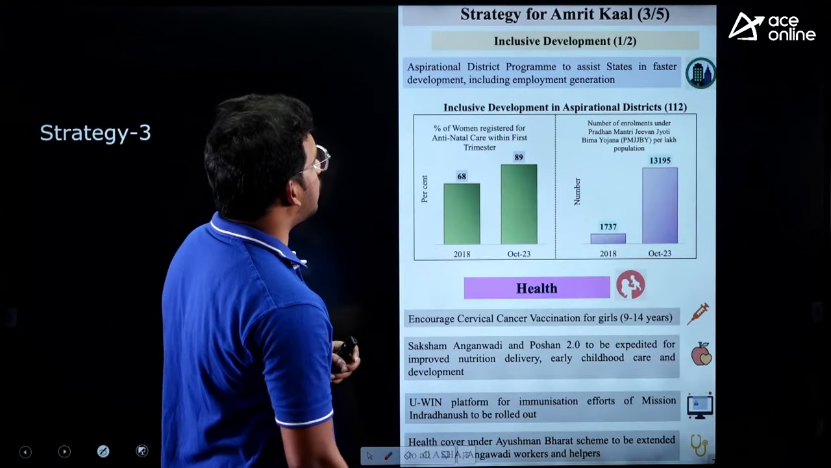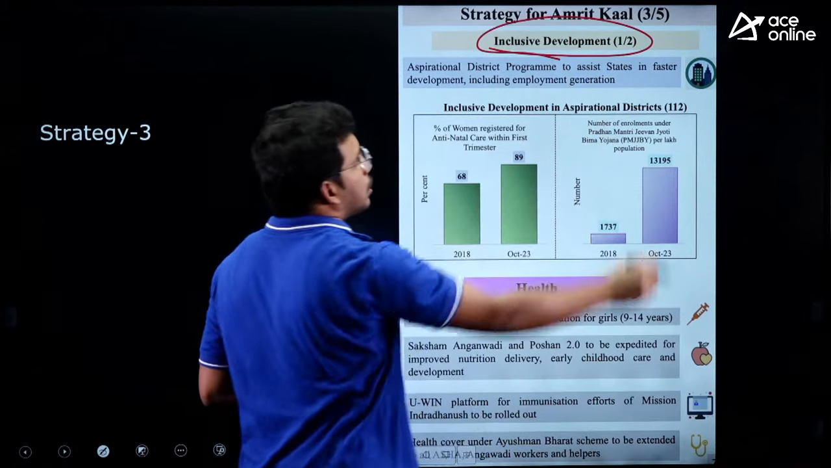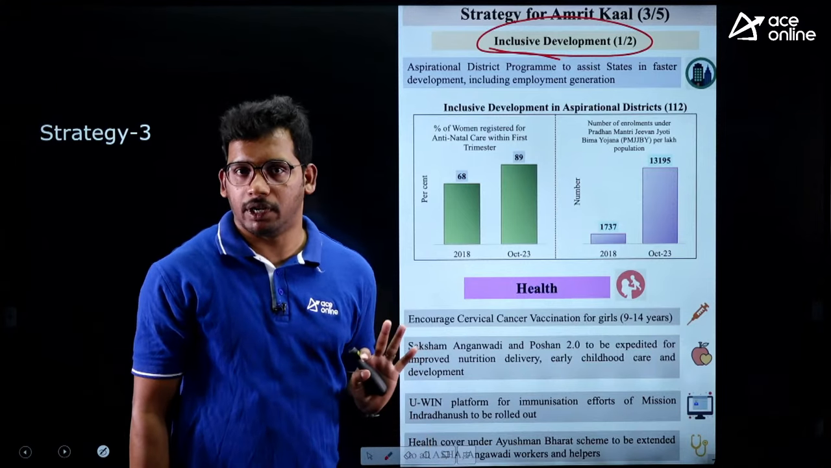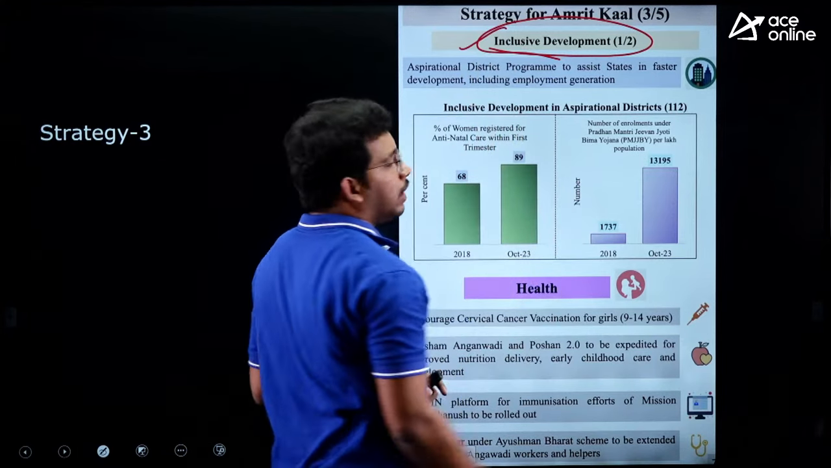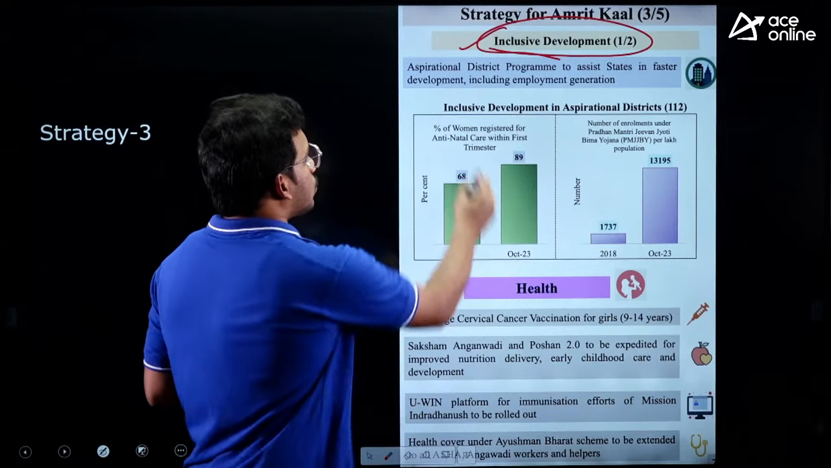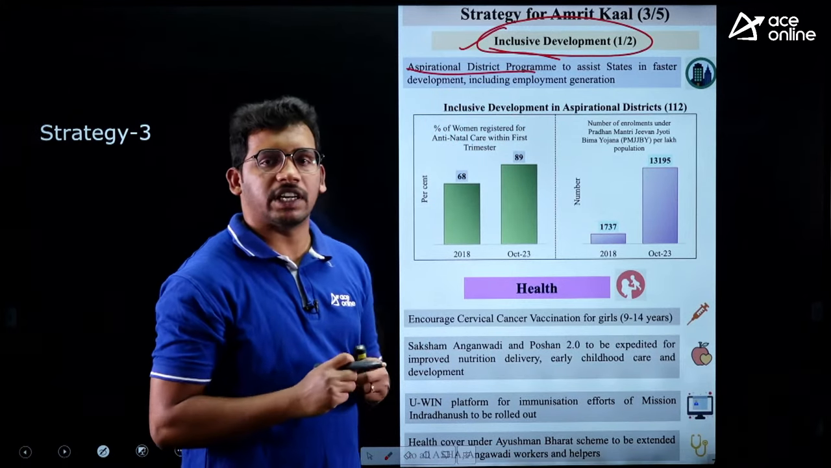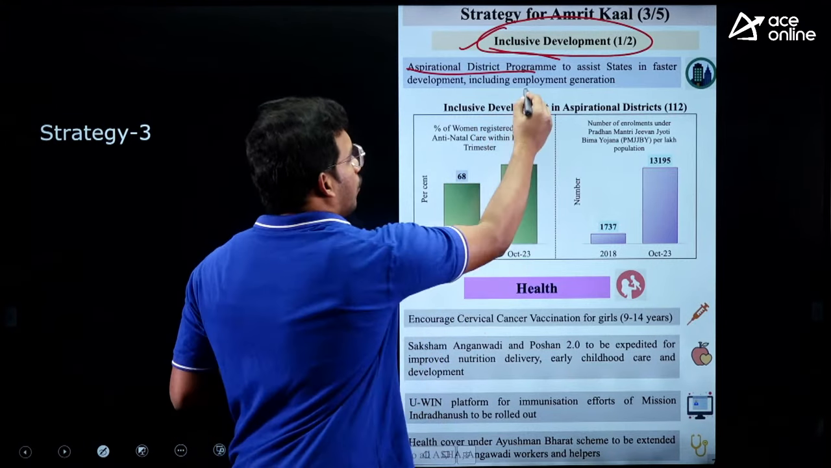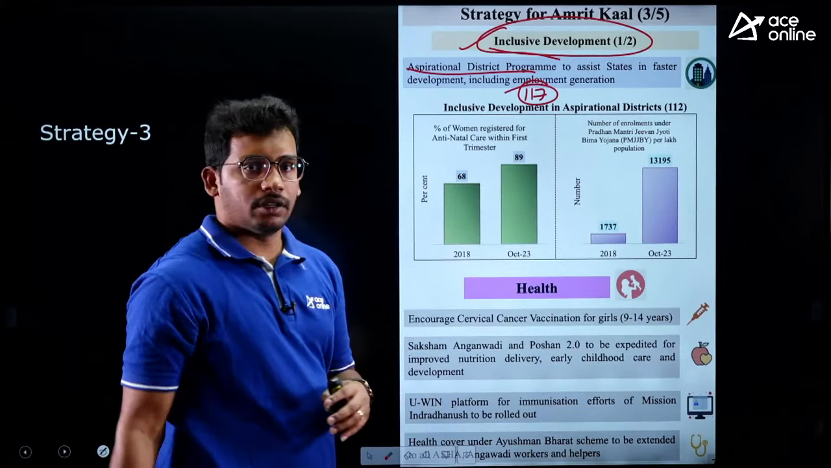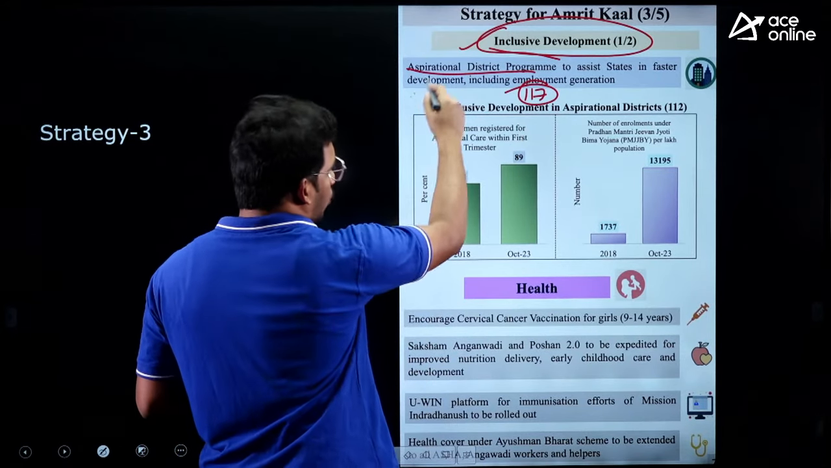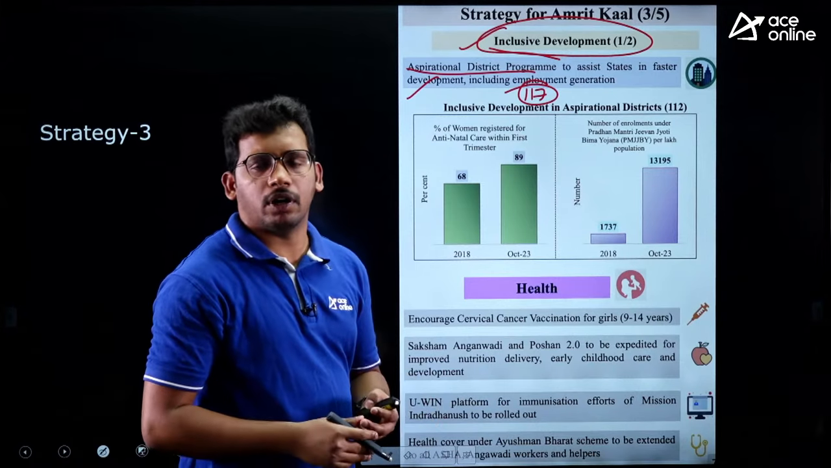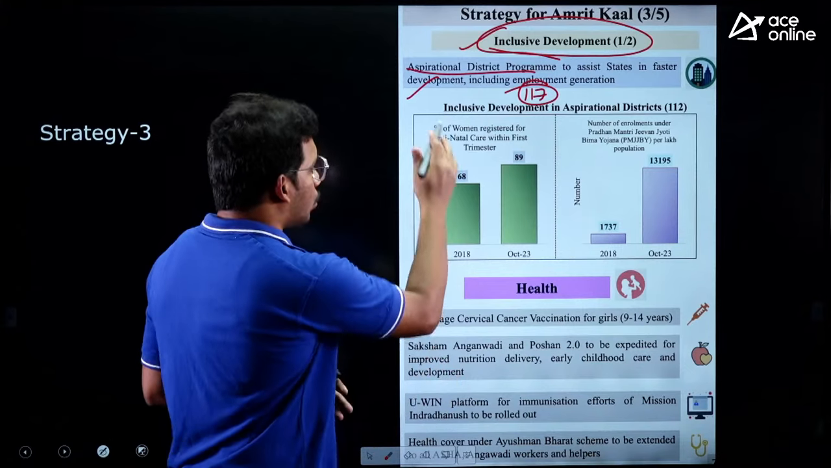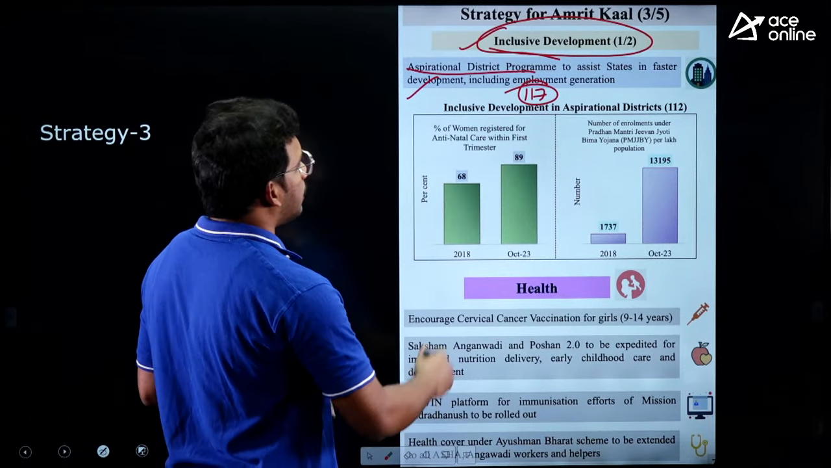Then the third strategy will be inclusive development. Inclusive development means all communities need to join in the development, right? This is also being taken care of. In the aspirational districts program, they have identified certain backward districts and they are going to focus more on those districts, right? 117 districts were identified. That is inclusive development, because those districts are backward, present in left-wing extremism areas or in the northeast area. Those districts the government is going to take care of.